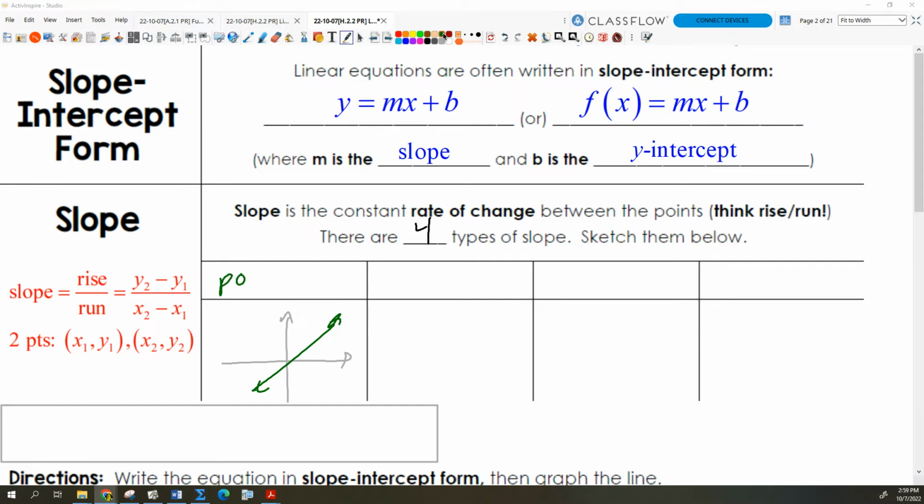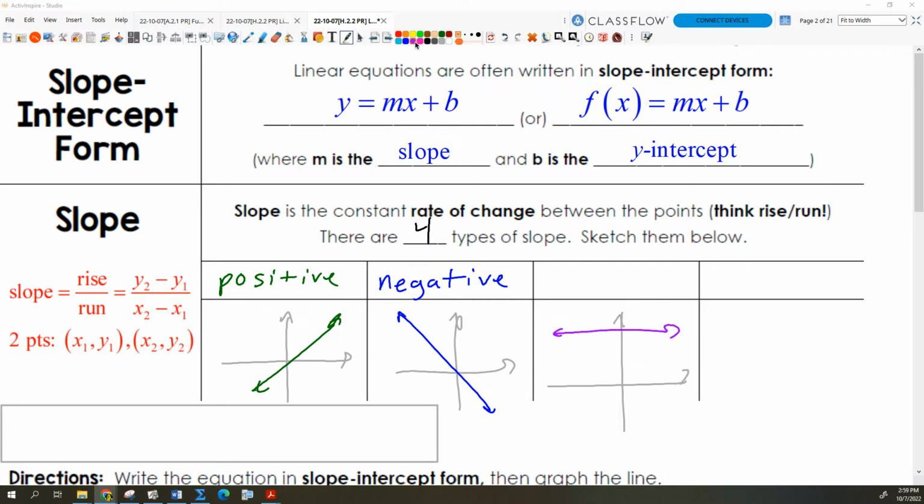If the line is rising from left to right, so if an ant is moving in the positive x direction and walking uphill, that's defined as a positive slope. So what kind of slope is that? Negative. What kind of slope is that?